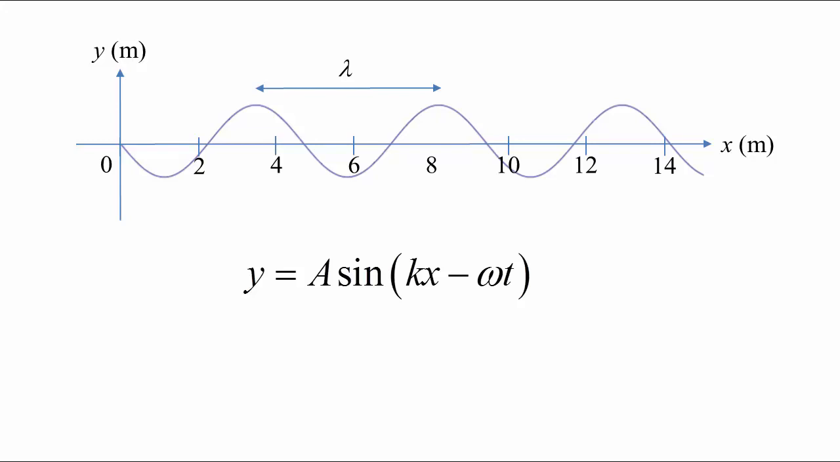The general equation for a one-dimensional traveling wave is given by A sine of kx plus or minus ωt. If the sign inside the bracket is a plus sign, then what direction is the wave moving in?